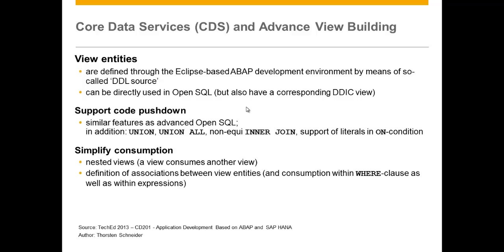What is Core Data Services and Advanced View Building? Advanced View Building supports the code pushdown, and it also simplifies the consumption of relational database models. Today, you define views in the ABAP dictionary via transaction SE11, but these views are quite restricted. For example, you can only define inner join for database views. Outer joins are available only for help and maintenance views. You cannot do aggregation in views.